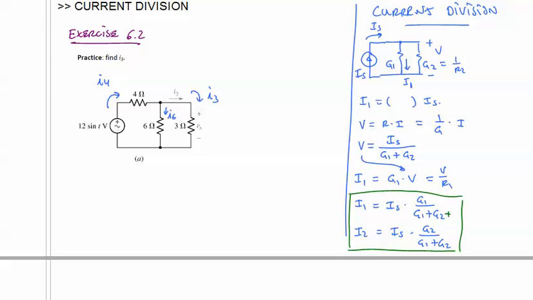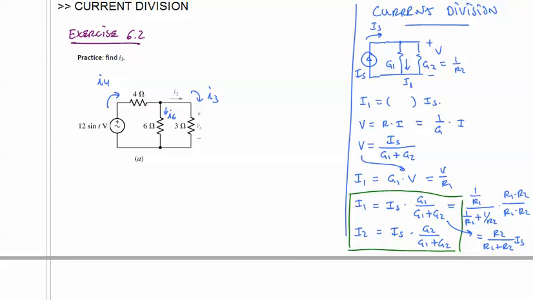Now, oftentimes, when you only have 2 resistors involved, they'll still write the current division formula in terms of resistances. So we can do that here. Let me write this as 1 over R1 divided by 1 over R1 plus 1 over R2. And if we multiply through the top and bottom by R1 times R2, we arrive at the formula R2, because the R1s cancel, R2 over R1 plus R2 times IS.